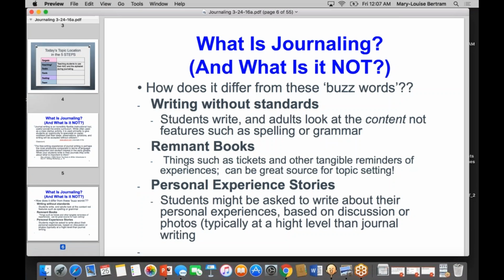A lot of times when students are trying to decide what to write about, they'll go back to their remnant books. Personal experience stories are typically done with writing about your personal experiences based on discussion, based on photos, and that's typically at a little bit higher level than journal writing. That's typically something done to write a whole sequence of events, like, first we got our tickets and then we went into the zoo. So that's a little bit more sophisticated. We'll go on to the next slide.